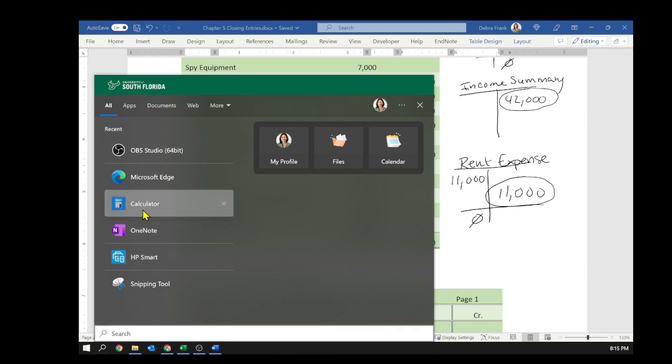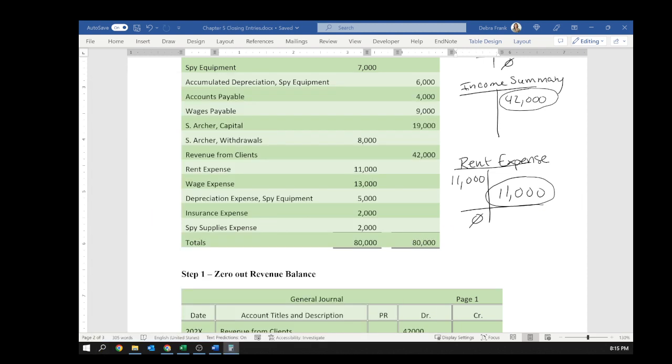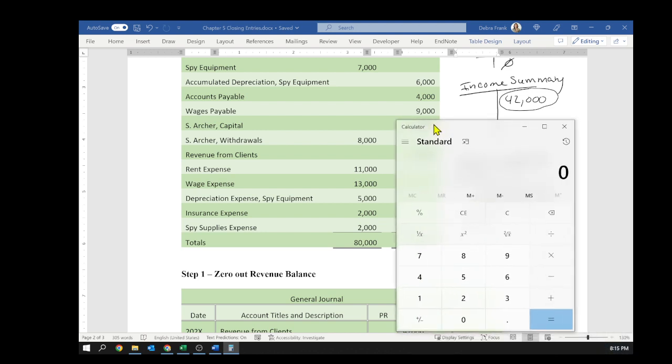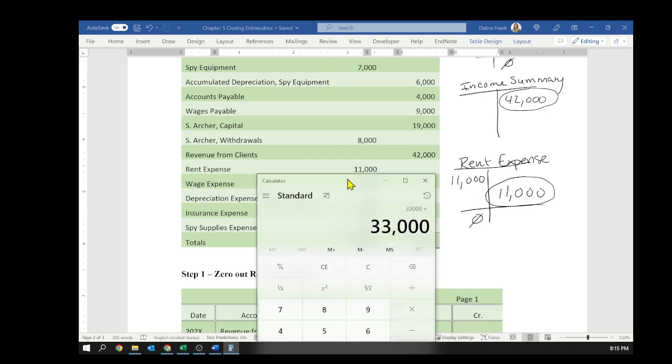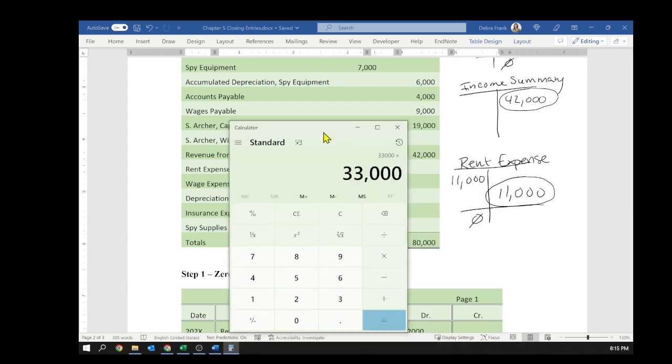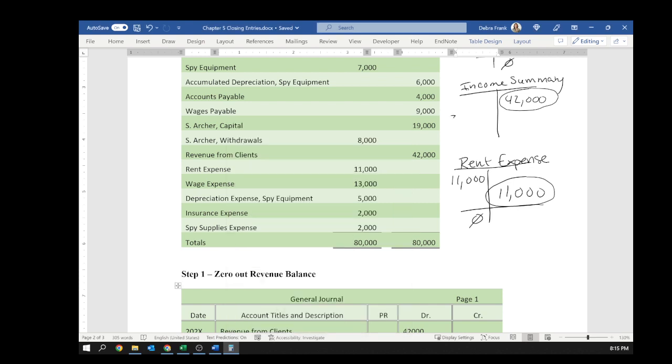So let's just get a calculator here for us. I went on the wrong screen. Let's get over here. So we have 11,000, 13, 5, 2. So after we make a T account for each of these expenses, so each expense account will have a T account like rent expense, we're going to add them all up, and we should get 33,000. So 33,000 will be my debit for all of them.